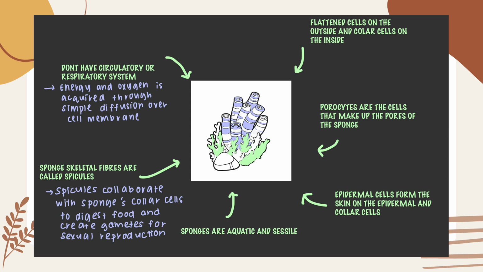Other than that, the skin on the epidermal and collar cell of the sponge are made up from epidermal cells. Besides, sponges are aquatic and sessile. Furthermore, spicules are the sponge skeletal fibers. They collaborate with sponge collar cells to digest food and also to create gametes for sexual reproduction. Sponges do not have a circulatory or a respiratory system, so the energy and oxygen are acquired through simple diffusion over the cell membrane.